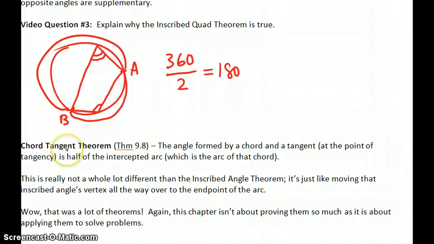The chord tangent theorem I talked about at the beginning when I was talking about the inscribed angle theorem. Someone asked if I could do something from the problems that were a little more like what you're going to be doing for homework.